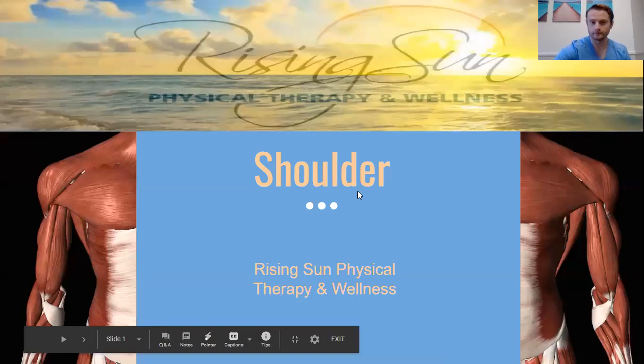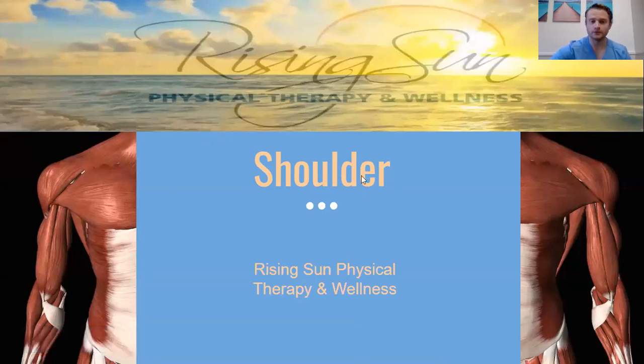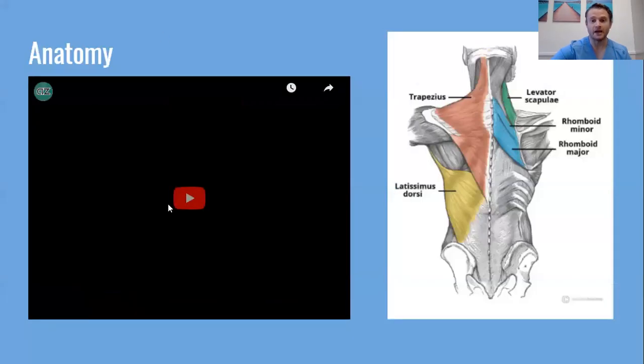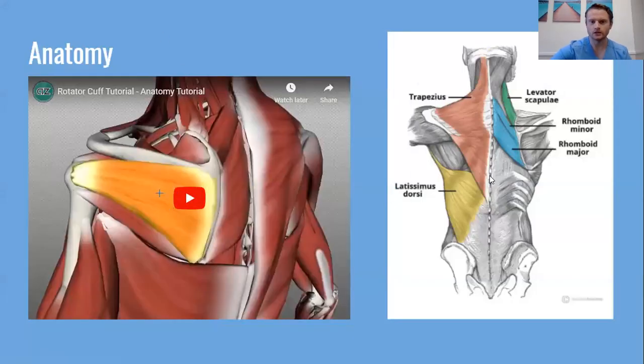So the shoulder. The first thing that we want to do when talking about the shoulder is to dive into some anatomy. So here's a quick video that we're going to take a look at that talks about the rotator cuff and the muscles associated with the rotator cuff, which ones they are, what they do, and how they play a part in the shoulder itself.